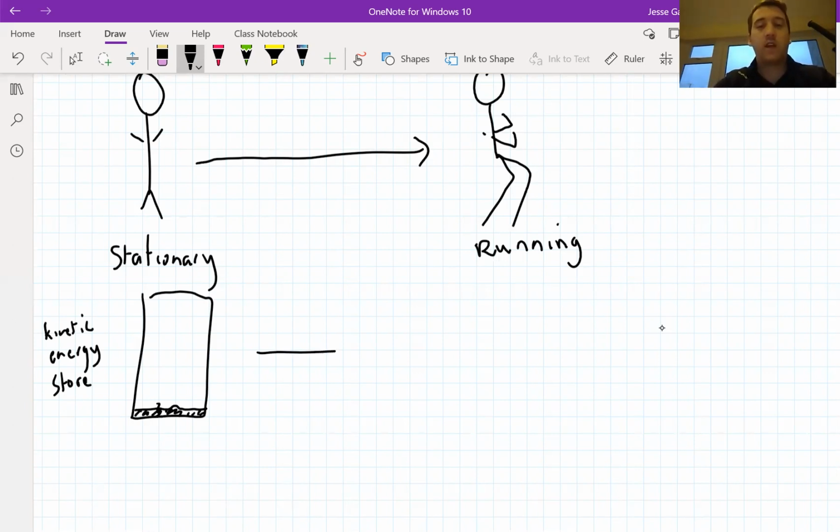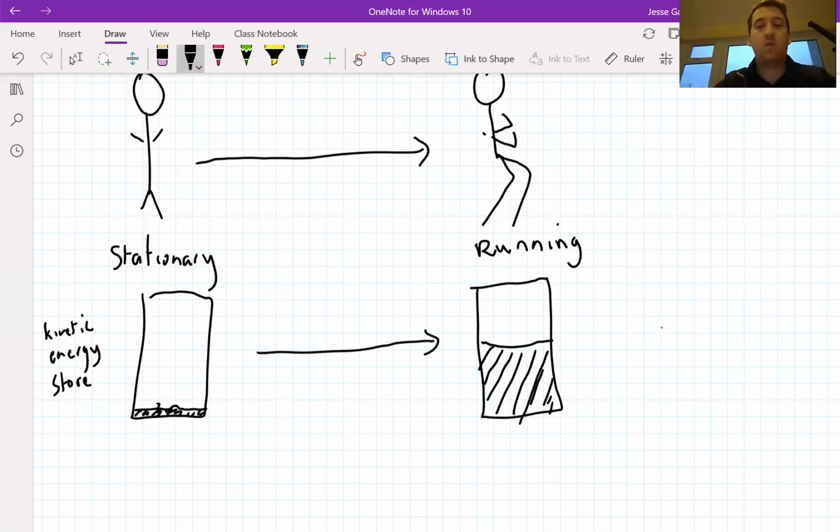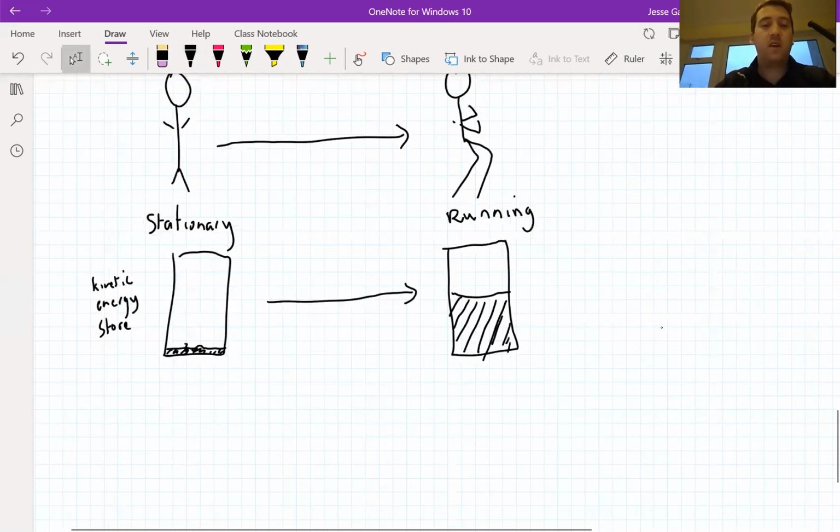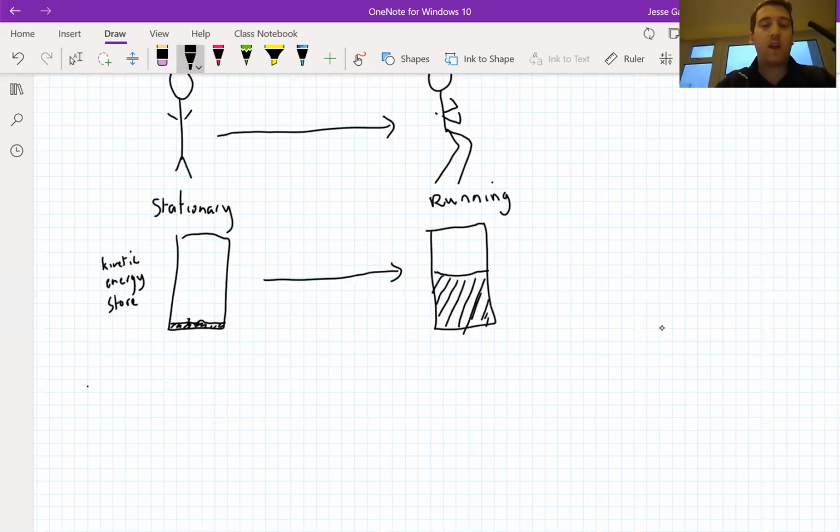And after he goes running, as he's moving, there's obviously energy being added to the kinetic energy store. We also know from our own experiences that if the man stays running for like 20 minutes, we're going to have another energy store involved. That would be the thermal energy store. So imagine yourself going for a run. In the beginning, it's a cold day. You might be quite cool. So you don't have much energy in your thermal energy store.